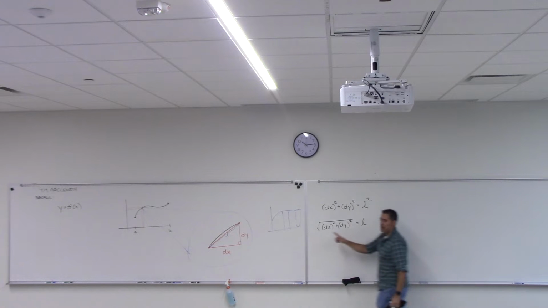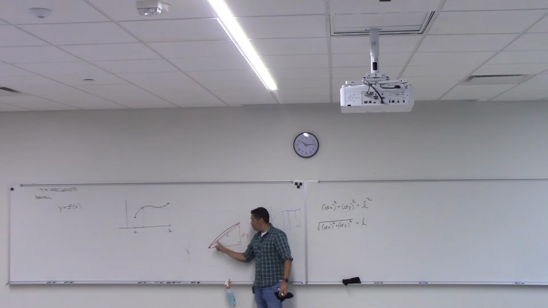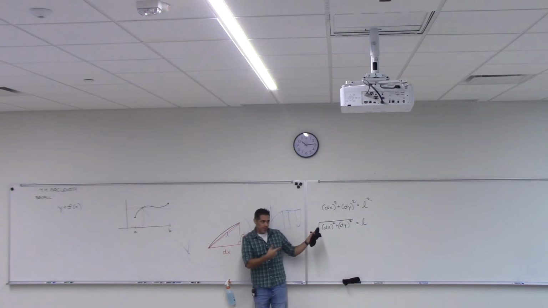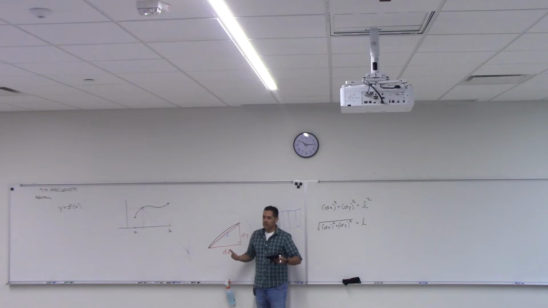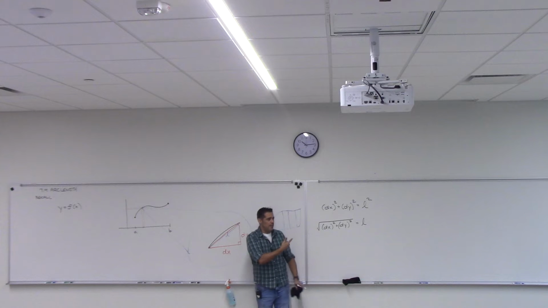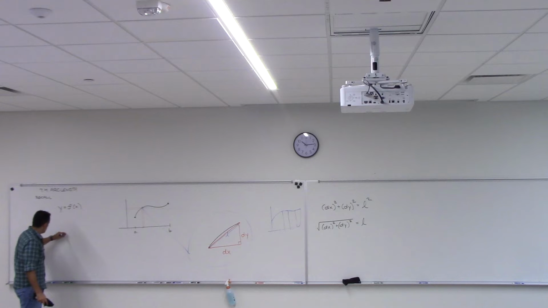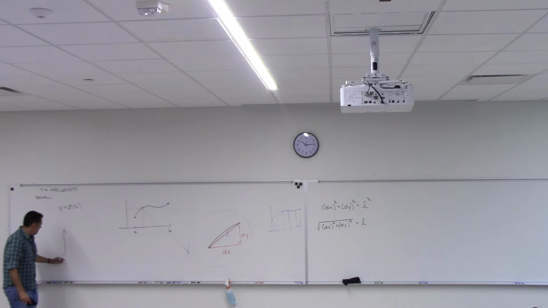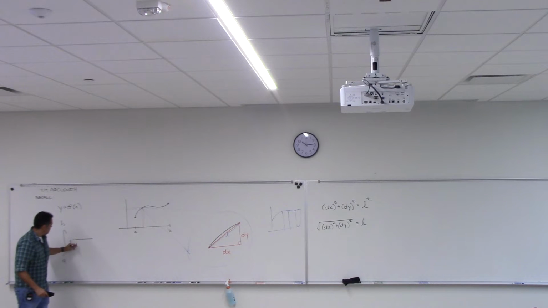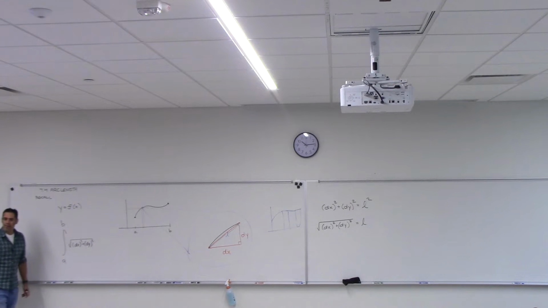Do I have a formula for L? Yeah. Can I add it up now? Yes, I can just add those up. So if I want to add those up, I'm going to do an integral that starts at A and ends at B. And what is it that I'm adding up? The L's, which is the square root of dx squared plus dy squared. That's it. That's what I'm going to add up.